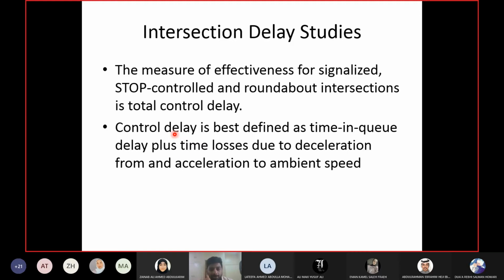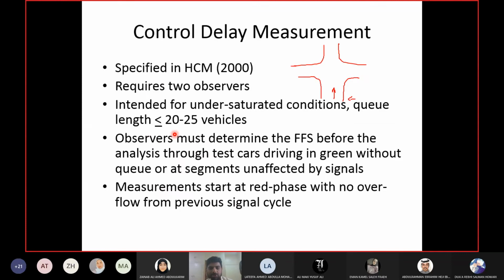but it will be a lot. So we are not discussing the delay measurement for stop control, or stop signs. We start with the control delay measurement for signals.